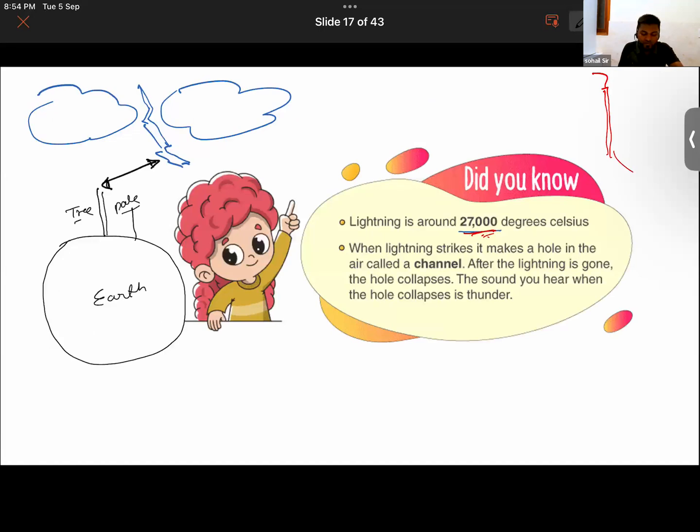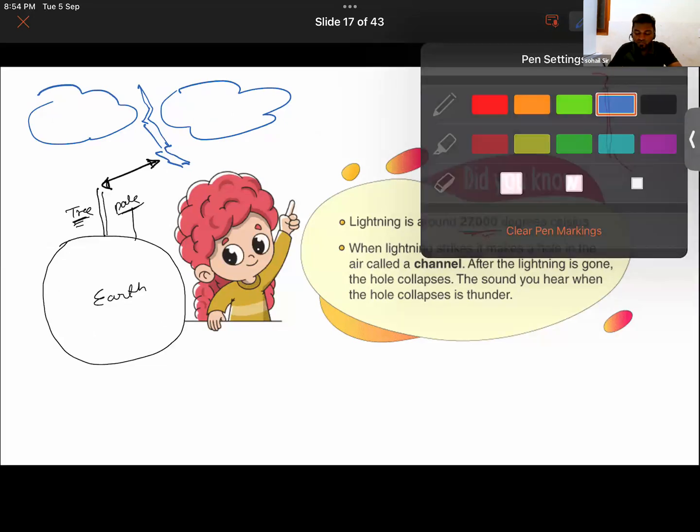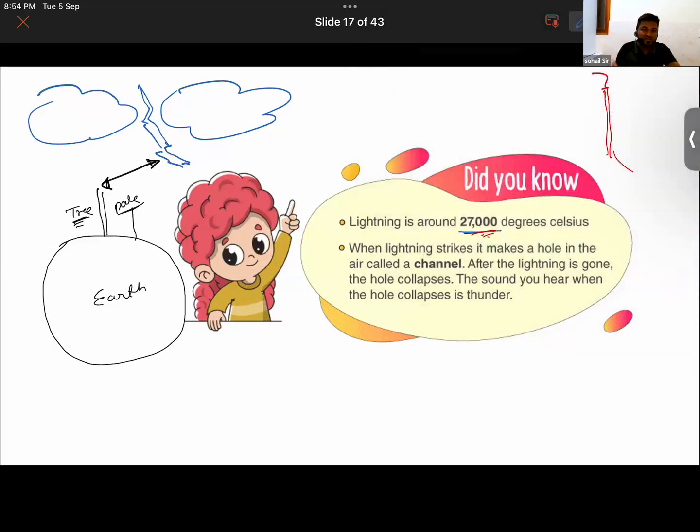You see, a tree and a pole are two completely different things. One is a conducting body, while the other is a poor conductor. So the tree being a poor conductor, still lightning is conducted by the tree as well.